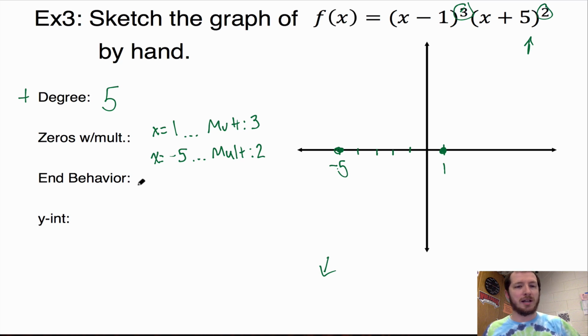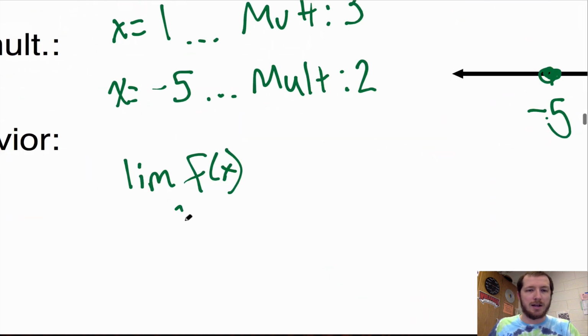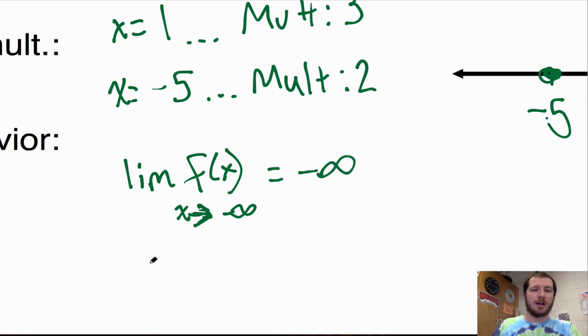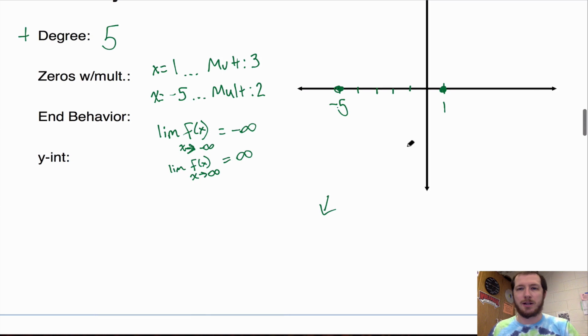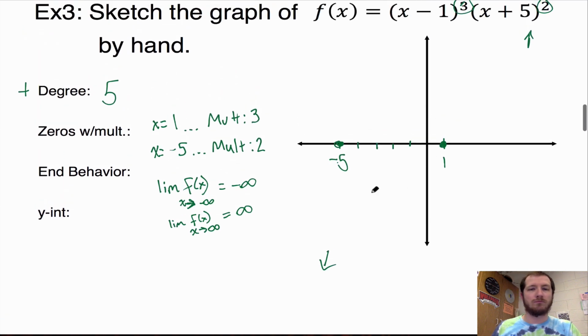Okay, end behavior. If we do our limit notation, the limit of f of x as x approaches -infinity is -infinity, and the limit of our function as x approaches +infinity, as x's get bigger, is +infinity. Again, looking at the sign of our overall polynomial and the degree.